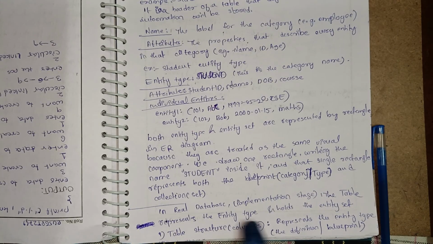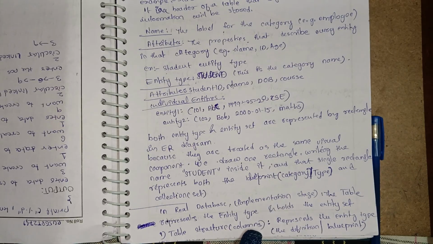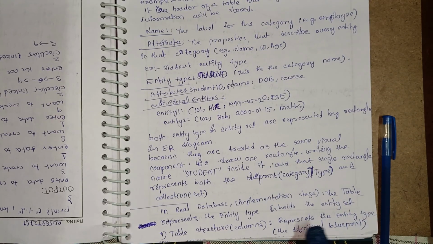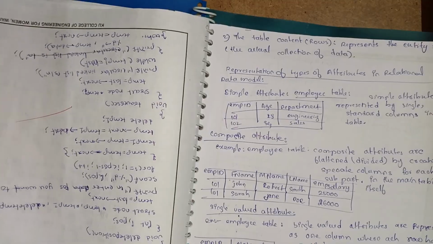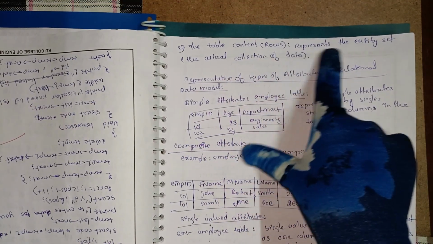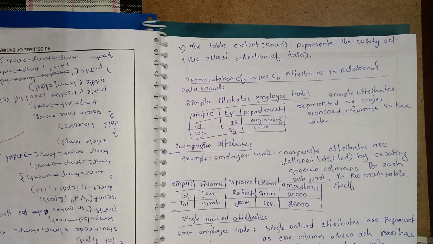And a data type, table name and columns. Okay, so table structure like columns. Okay, how many columns are there and what are they? So it represents the entity type, the definition or blueprint. Okay, and the table content rows represents the entity set, means the actual collection of data.